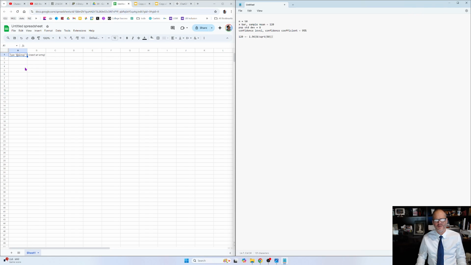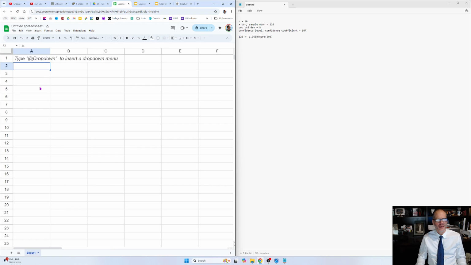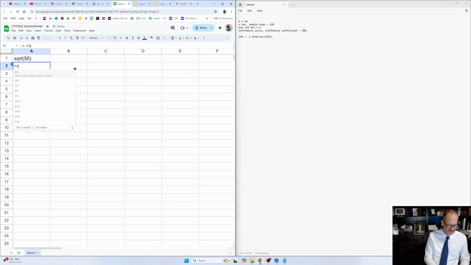So we're going to have 8 over the square root of 50. Can I do this all in one formula? We'll go to 200%. I've got to do the square root, so we'll do that here. This is going to be equal to the square root of 50, and that's what that is.